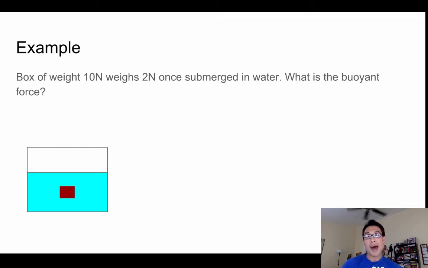So let's take a look at a couple of mathematical examples. With all of that previous knowledge, let's jam it all in. We have a box that has a weight of 10 newtons, but once it's submerged in water, it feels as if the box weighs 2 newtons. Now we can substitute the word box for a scuba diver or a swimmer or a fish, whatever the case is. But what I want you to do is to determine the buoyant force.